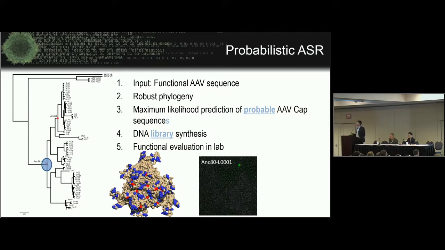When we picked our most probable ancestor, we actually were surprised. There was one green cell. When we produced some virus and put it on cells for transduction, we found approximately one green cell per microscopic field. Not a great transduction efficiency, but we were anticipating nothing. So this was a success.